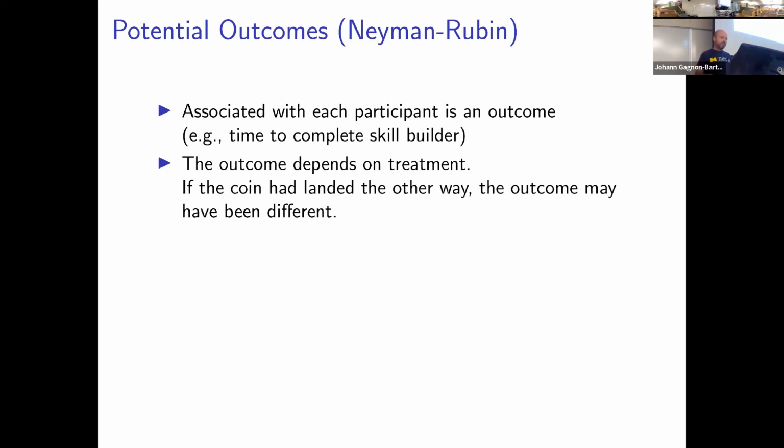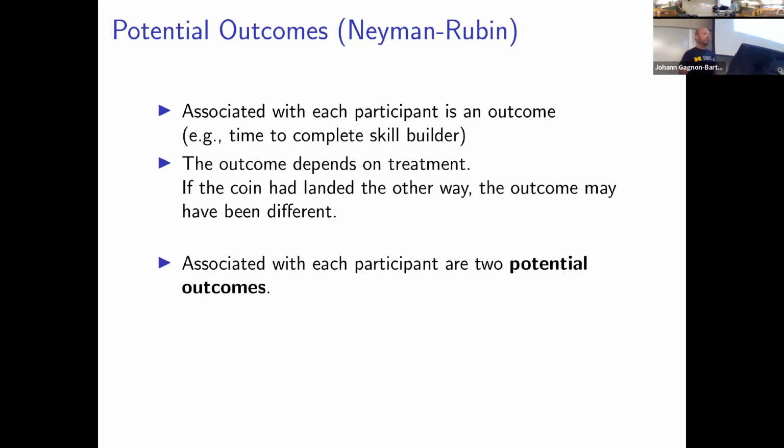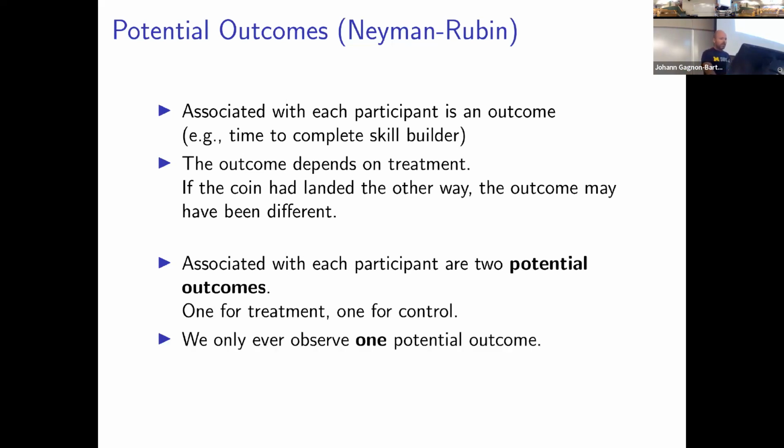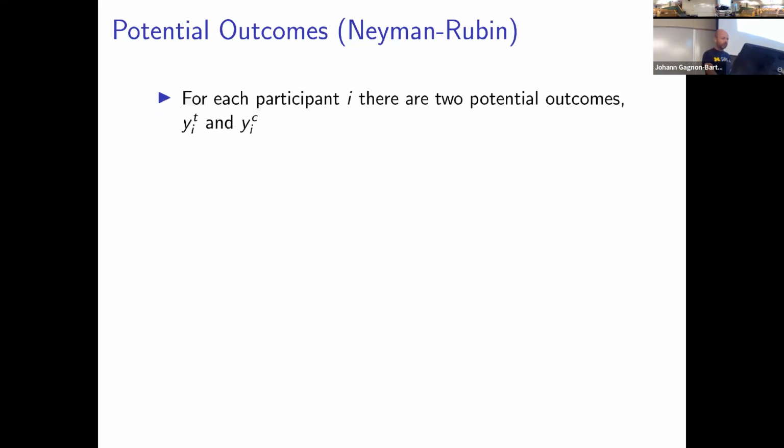Another way of saying this, a little more explicitly: if the coin had landed the other way, the outcome might have been different. So associated with each participant, we actually have two potential outcomes: the outcome that would happen if you put them in the treatment group, and the outcome that would happen if you put them in the control group. Of course, we only ever get to observe one of them, because we either put them in treatment or we put them in control, and the other is the counterfactual.